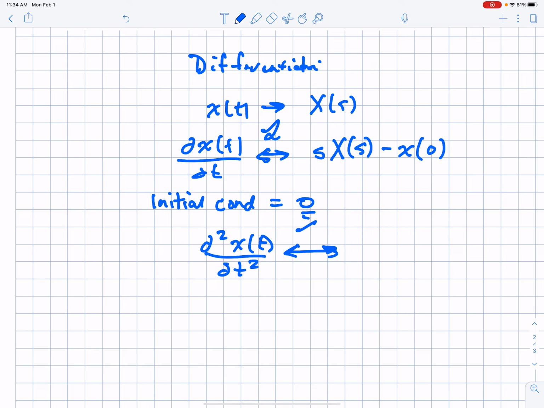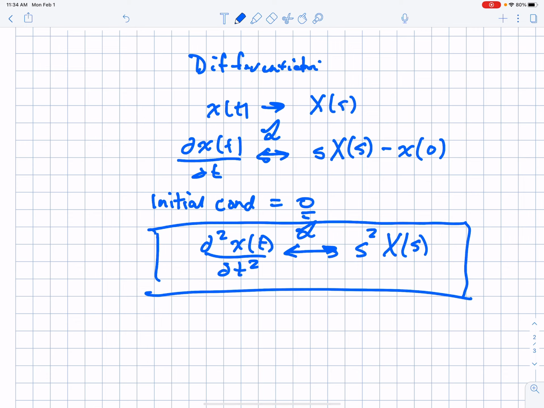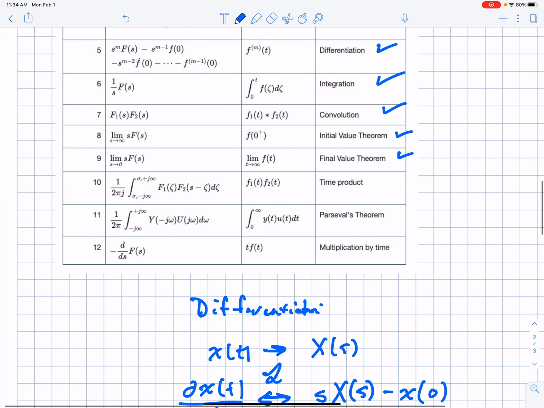Okay, so I take the Laplace transform and I would get s squared x of s, and the initial conditions are 0. So that's all that I would have. Okay, so this is a concept that we're going to use a lot: when you see a derivative, you just put a power of s in front of the transform of the signal. Okay, so those are some properties.